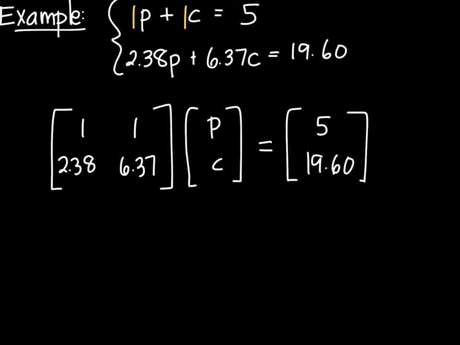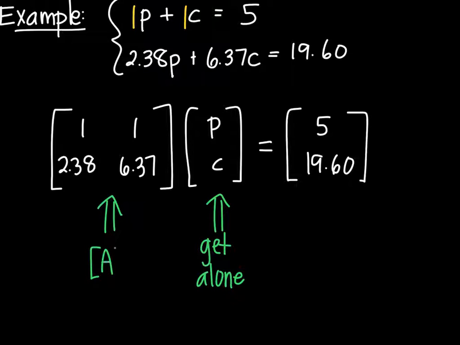Once you have it written, are there any questions about writing a matrix? All right, so then what we want to do is get this matrix alone. We're going to call this matrix A, and we call this matrix B. And we want to get the variable matrix with the variables in it, the P and the C for peanuts and cashews, by itself.